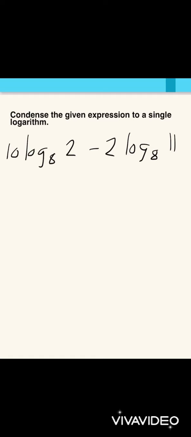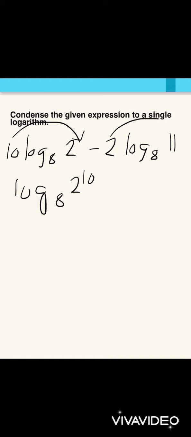The first thing that we can do is to rewrite each term using the power rule. So this becomes log base 8 of 2 raised to 10. The 10 will be the exponent of 2 and the 2 will be the exponent of 11. So that will become now minus log base 8 of 11 squared. There you go. So observe that the operation is subtraction.